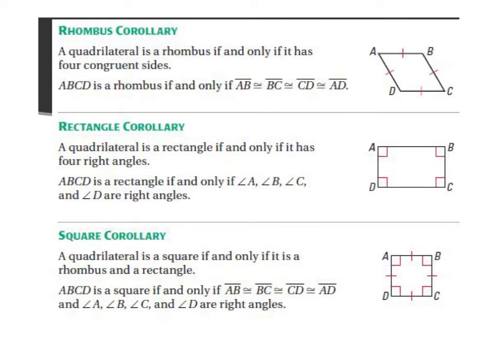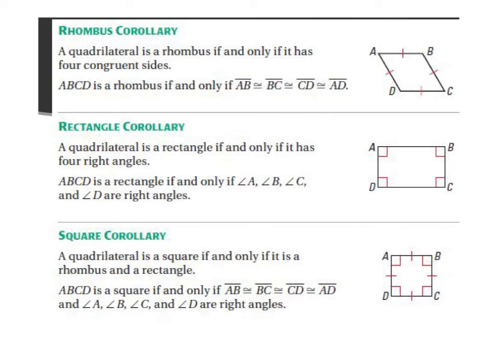Rhombus corollary, okay? A quadrilateral is a rhombus if and only if it has 4 congruent sides. We just talked about that. That's just the definition of a rhombus, okay? So it gives a little picture. All 4 of those sides are equivalent. Rectangle corollary. A quadrilateral is a rectangle if and only if it has 4 right angles. So as long as you have 4 right angles, you're a rectangle, okay? A square is a square if and only if it is a rhombus and a rectangle. So it has to have both.